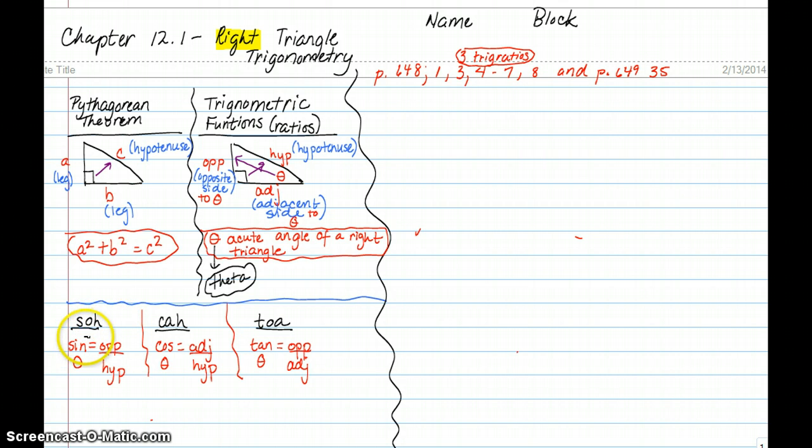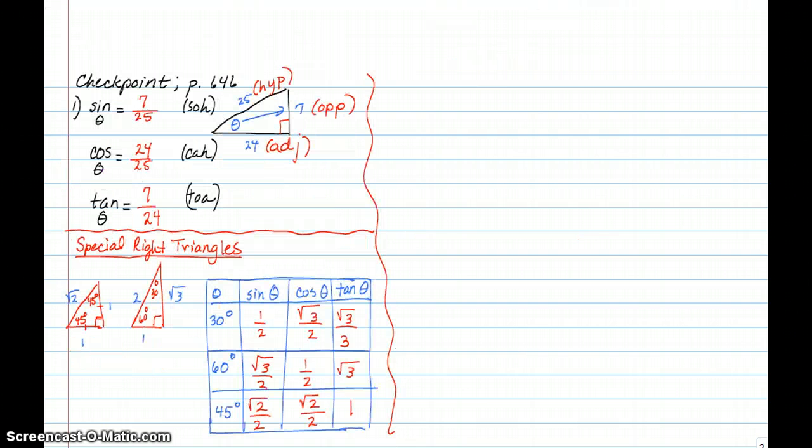So the memory device that you use for trigonometric ratios, and the only three ratios we're going to do, are sine, cosine, and tangent. So sine theta, cosine theta, and tangent theta. And the memory device is SOH, CAH, TOA. It doesn't really make any sense, but it sticks in your head. So SOH stands for sine equals opposite over hypotenuse. CAH stands for cosine theta equals adjacent over hypotenuse. And TOA stands for tangent theta equals opposite over adjacent.